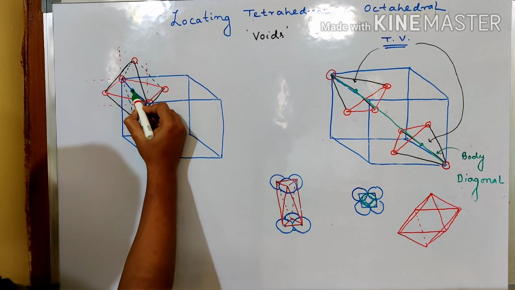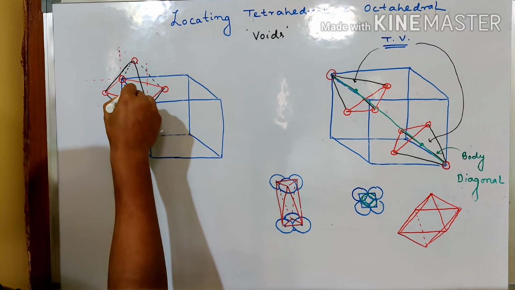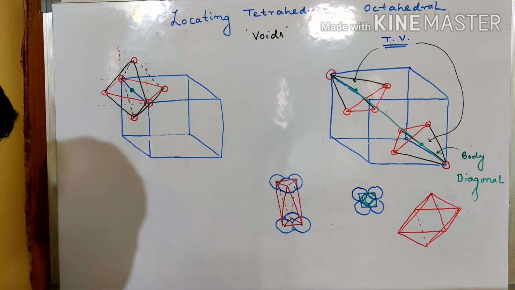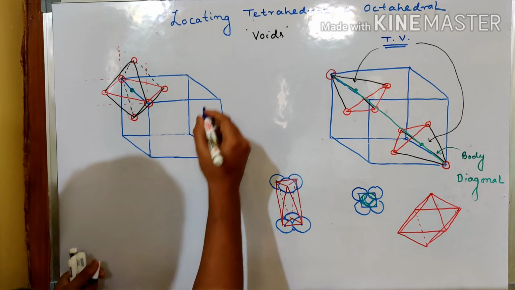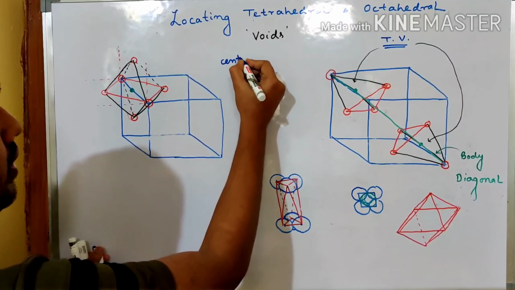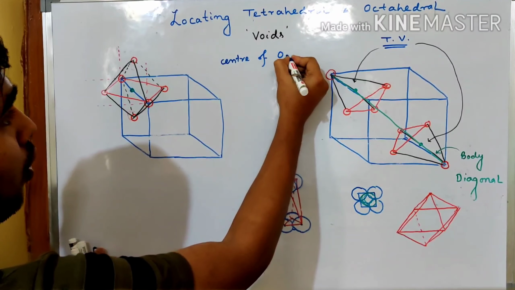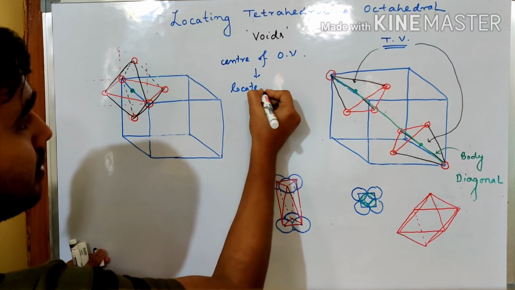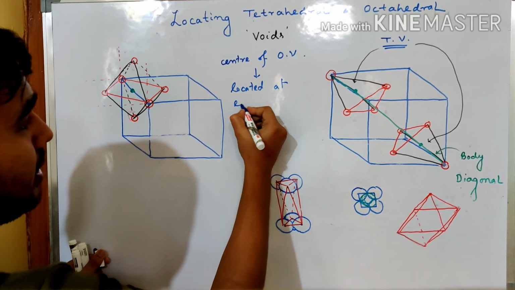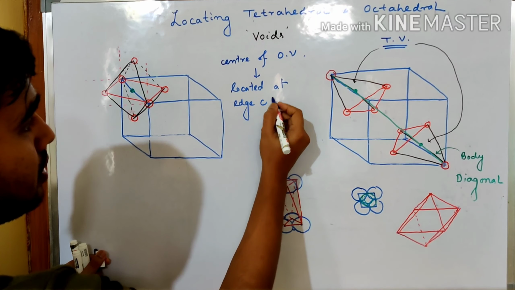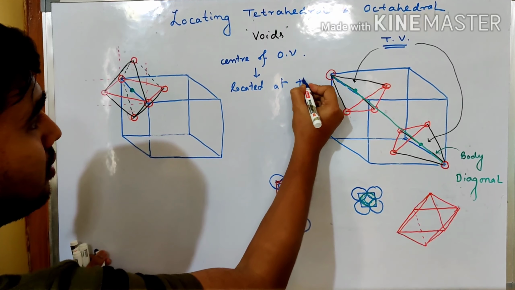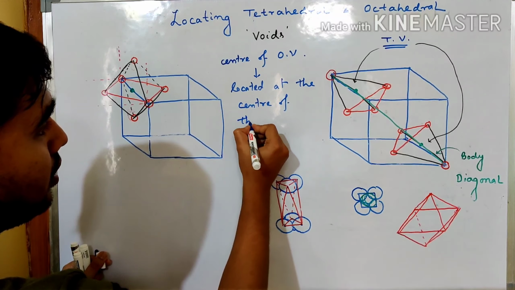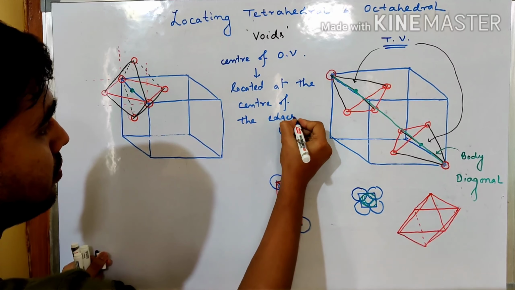If it is spherical, see, it is present on the center of an edge also. So the octahedral void, the center of octahedral void is located at the center of the edges.